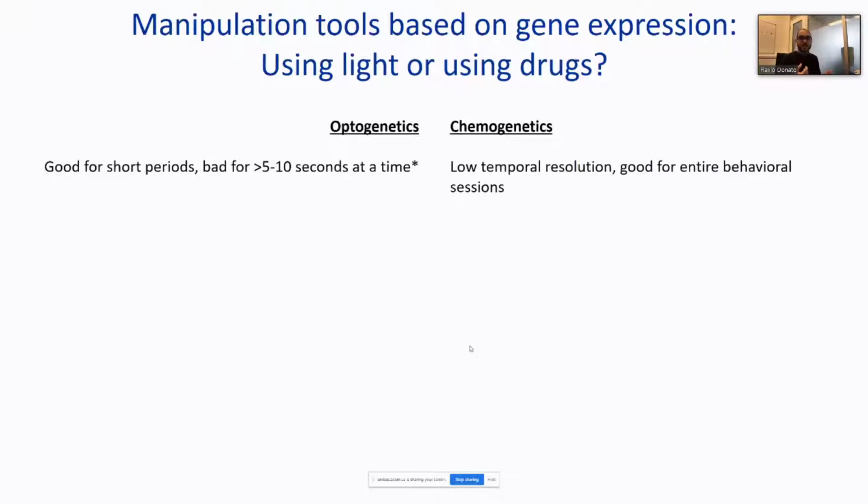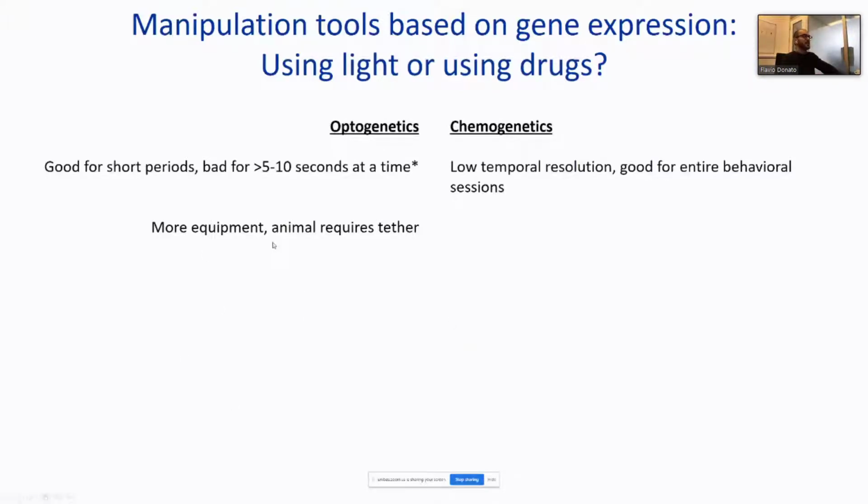You inject a drug, most of the drugs actually work for half an hour to a couple of hours, so you have a very long inhibition or excitation of these neurons. The problem is, of course, that with optogenetics you can activate and deactivate in terms of milliseconds, which means that it gives you a strong temporal precision in the dynamic in which you activate or inhibit your neurons, while chemogenetics has a very low temporal resolution.